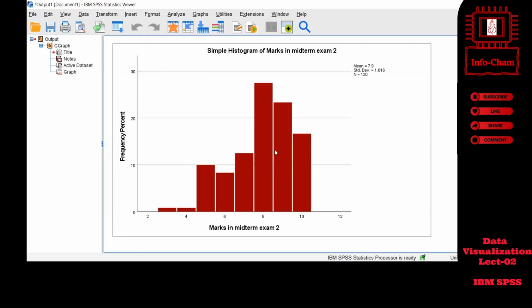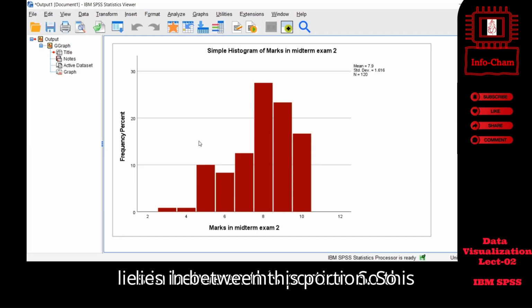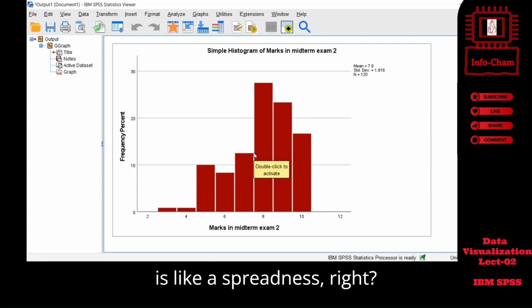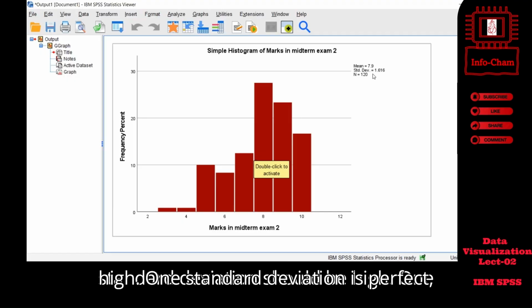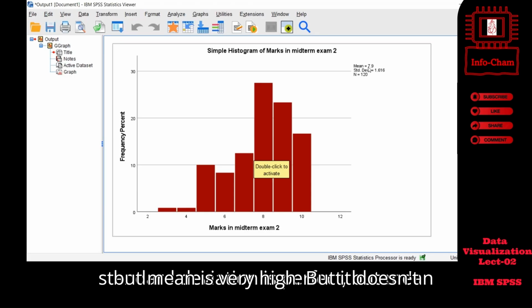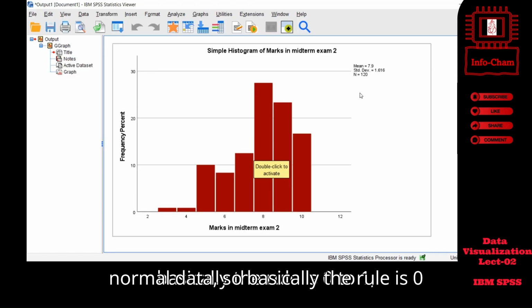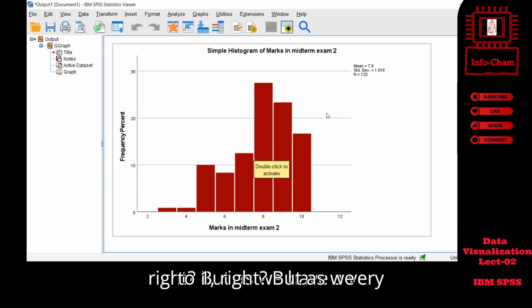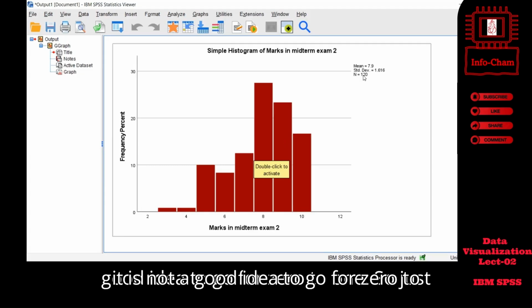This data obviously lies between about 3 and 10 or 11, right? So I think the values lie in this portion. This is the spreadness. Again here the mean should be 0 and the standard deviation should be 1. Standard deviation is perfect, but the mean is very high, but it doesn't matter. If we had exact normal data, the rule is 0 and 1, right? But as we have very few samples, in that case it is not a good idea to go for 0 and 1.